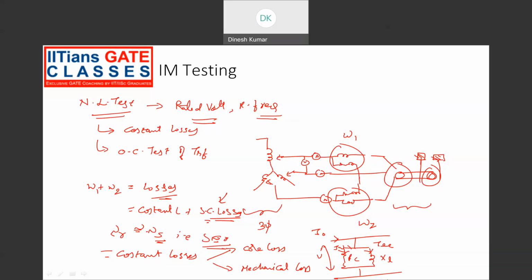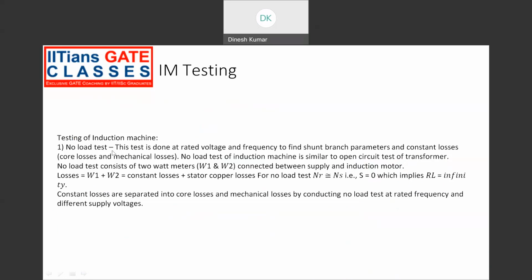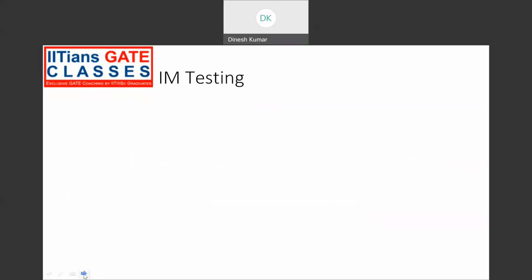Okay, that's all for no load test. Let's go to the next slide. So this is what we have seen in the earlier slide. And the next test is the load test, or called as block rotor test.